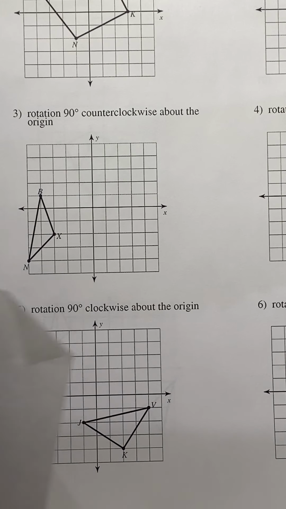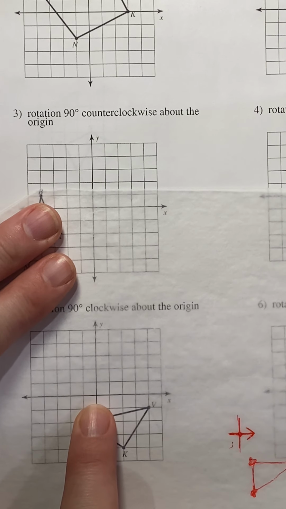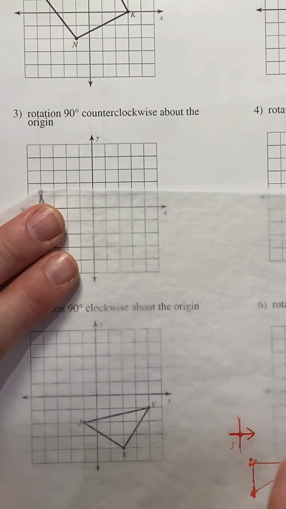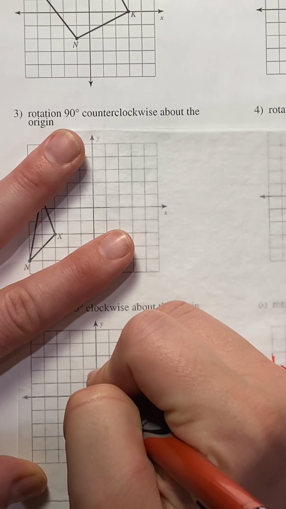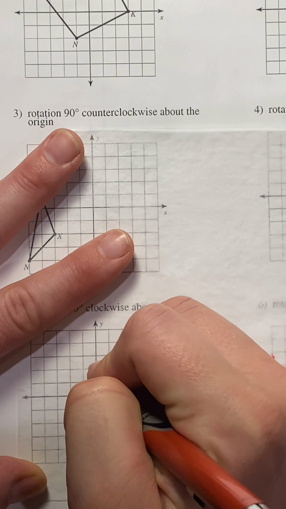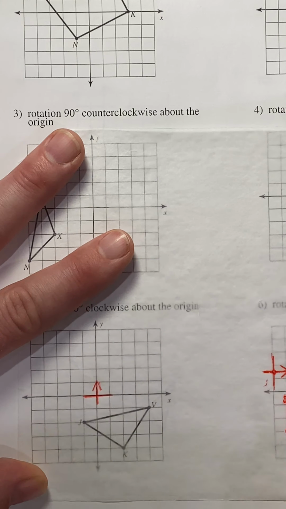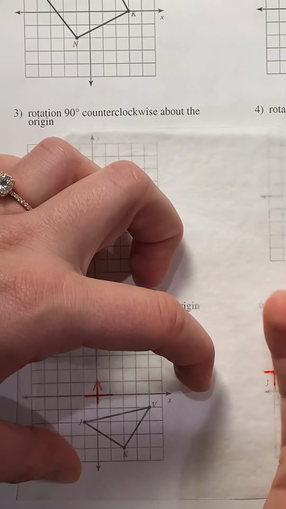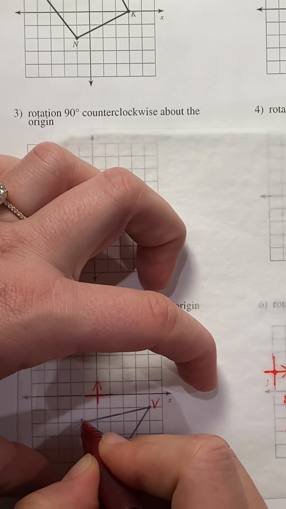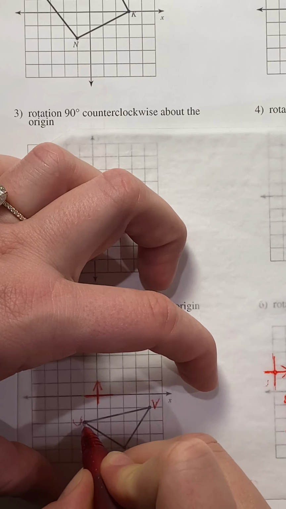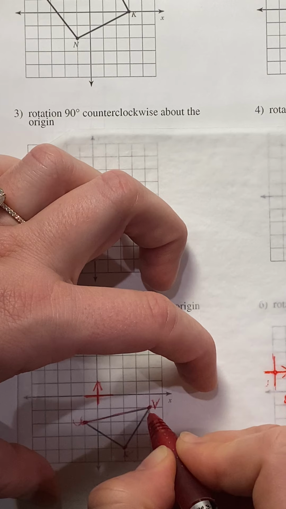So I'm going to take my paper. I need to trace my shape, and I need to make sure that my origin fits on my tracing paper. Okay, so my origin is facing upwards. And now I'm also going to trace my shape, and I'm also going to label it V, K, J. I'm gonna darken the vertices because those are kind of like the most important thing.